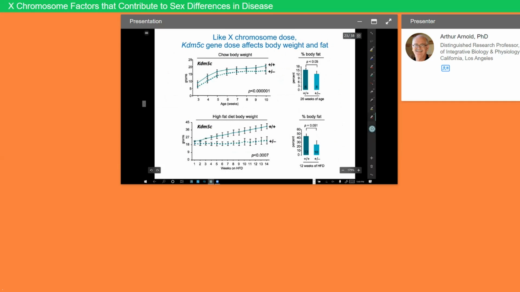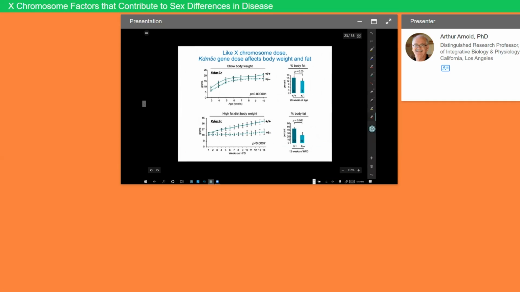Okay, when you reduce the dose of Kdm5c from 2 to 1, the body weight of the animals goes down just as if you were comparing XX and XY or XX and XO. That is, the dose of Kdm5c explains much of the sex chromosome effect. And this then identifies Kdm5c as an agent of sexual differentiation because of its inherent sex difference in dosage.